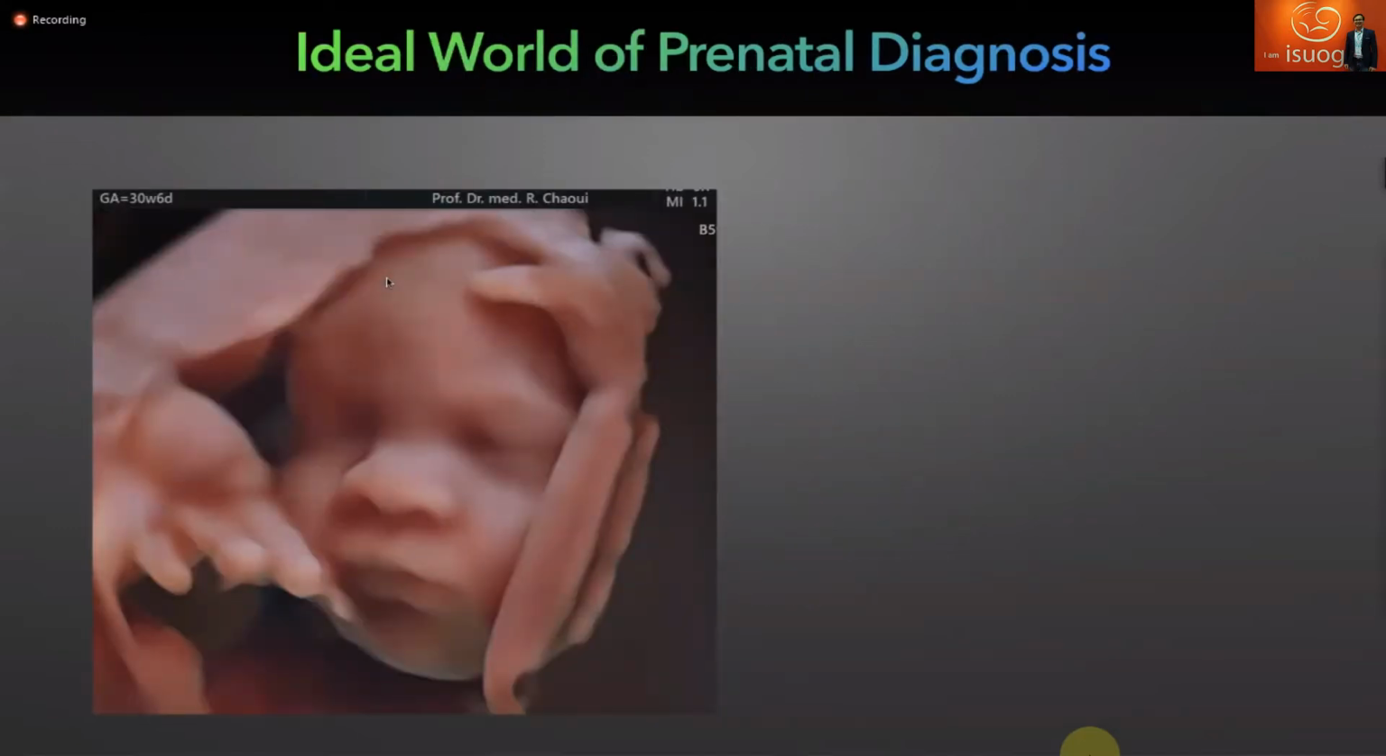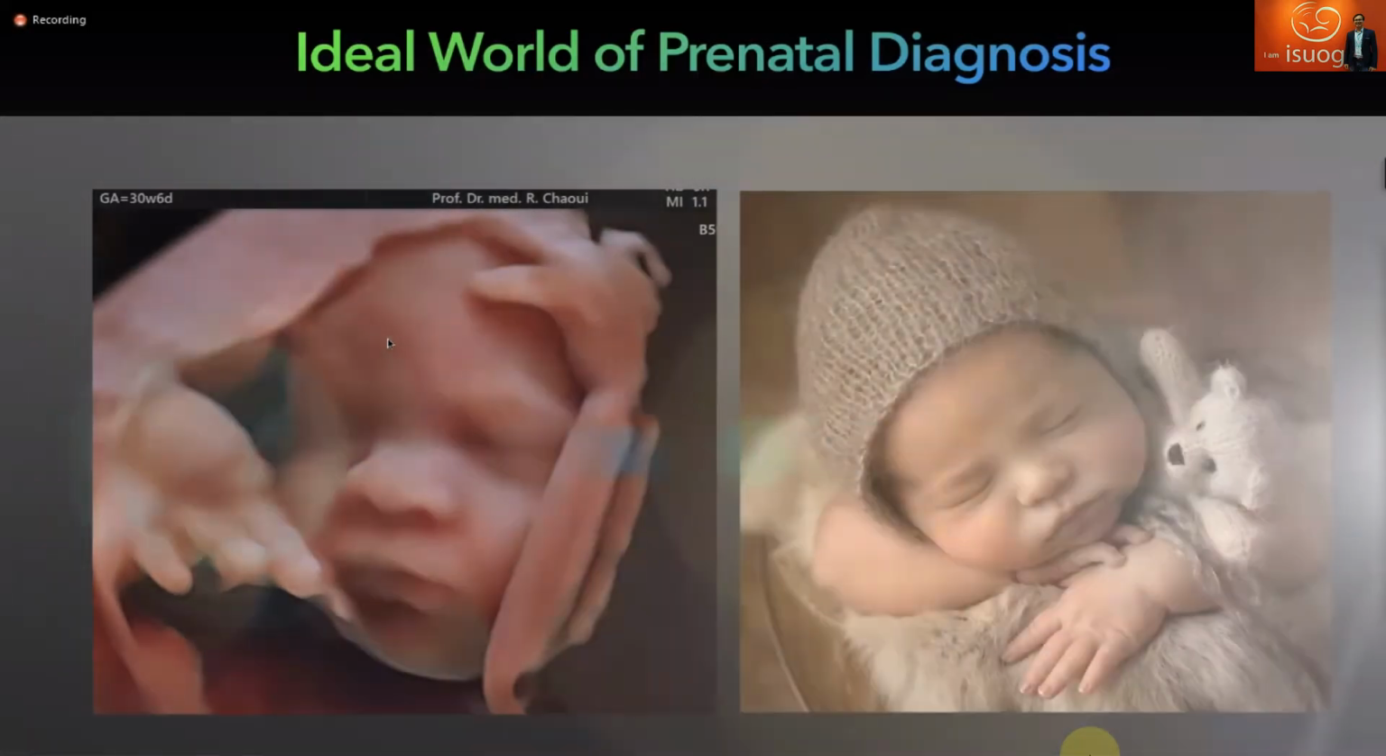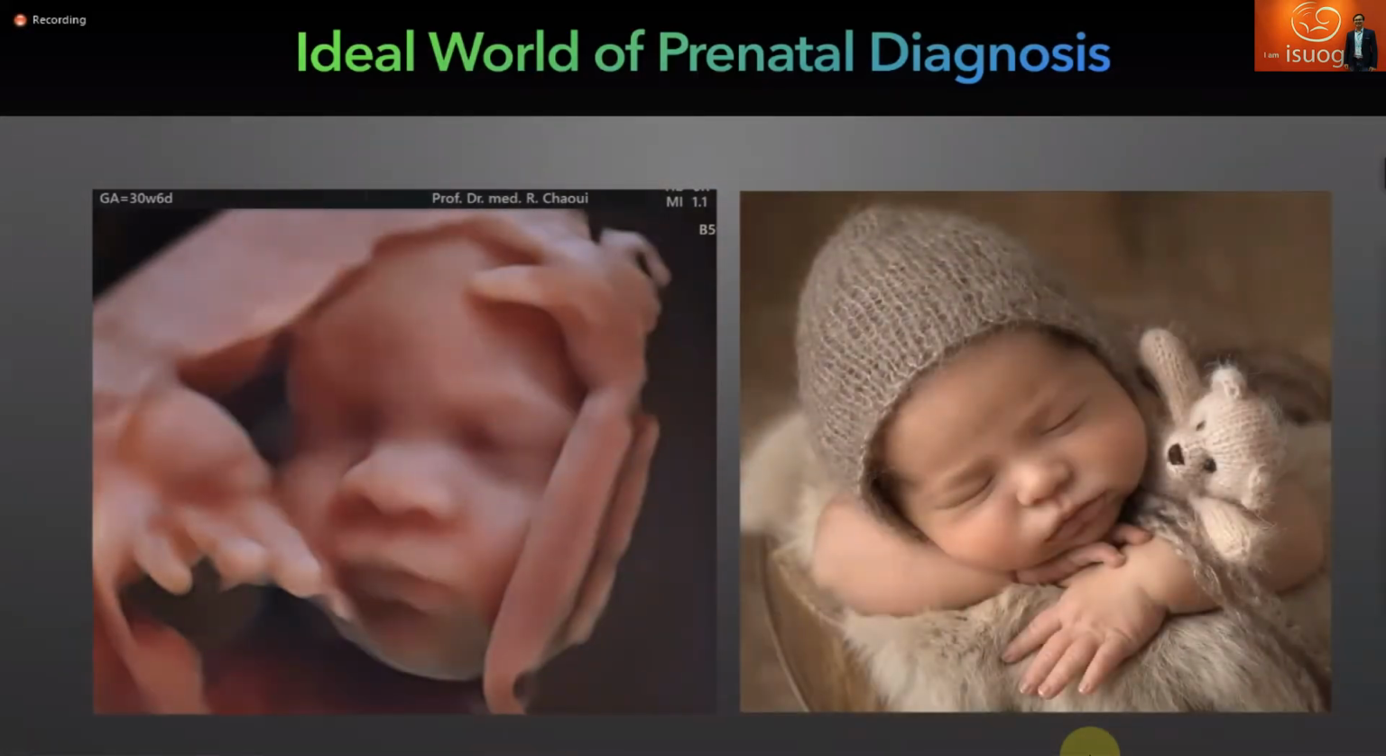The ideal world of prenatal diagnosis is making nice images for the patient to calm them, and having such a nice picture and asking the lady to give you a picture of the baby back after birth. And ideally, you will see it's nice. They will tell you later on, do you know, doctor, it was exactly the picture you made prenatally. It has the same nose, the same mouth, and so on.